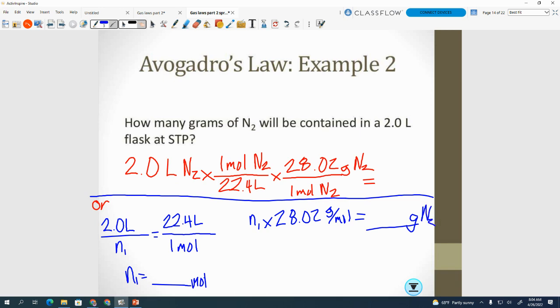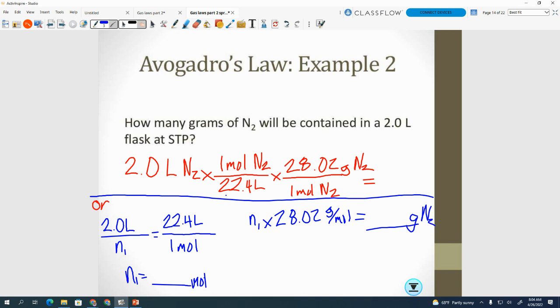All right. So again, two different approaches we could use. I can use dimensional analysis, which is the way that I would probably go because that's just what I'm programmed to do. I don't have to memorize a formula for that. So I can use my molar constant that 22.4 liters is 1 mole. So I can go from 2.0 liters to moles of nitrogen.